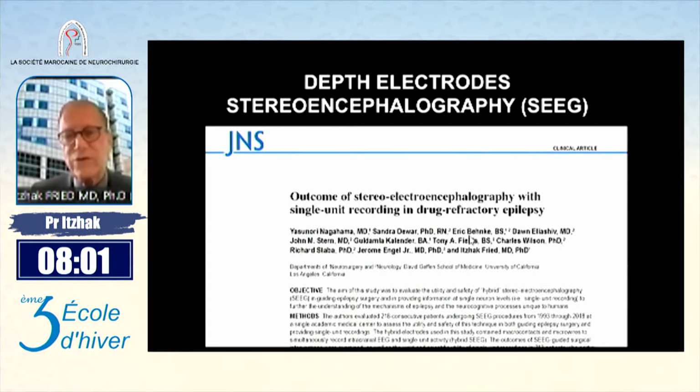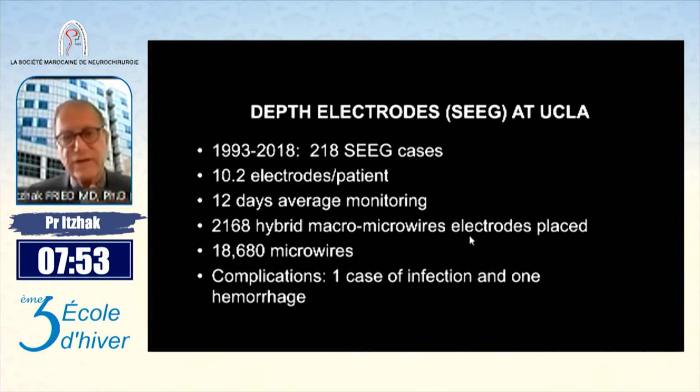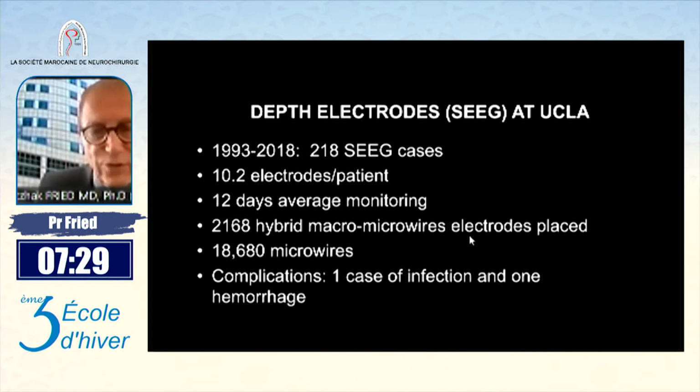If we summarize, we recently summarized our experience with stereo EEG in this series. So in general, from those years, we implanted 218 patients. We had 10 electrodes per patient, 12 days average monitoring. We had 2,200 hybrid micro wire electrodes with close to 20,000 micro wires, okay? And it's a relatively safe procedure, as you all know. We had one case of infection, one case of hemorrhage that we could see, but no permanent neurological deficit.